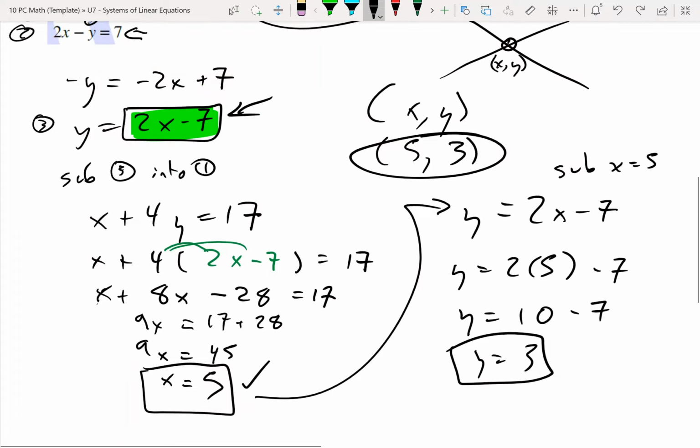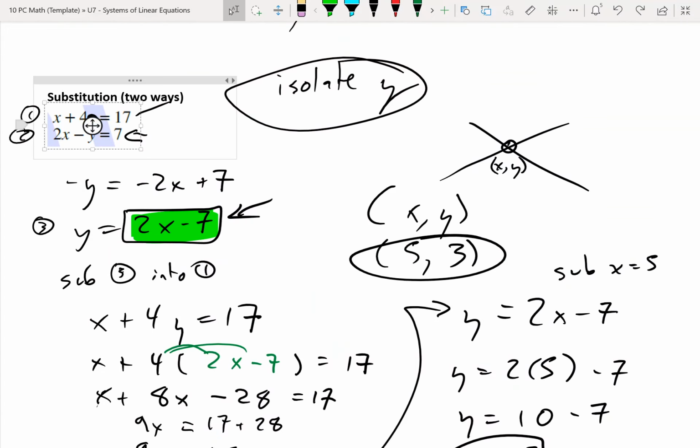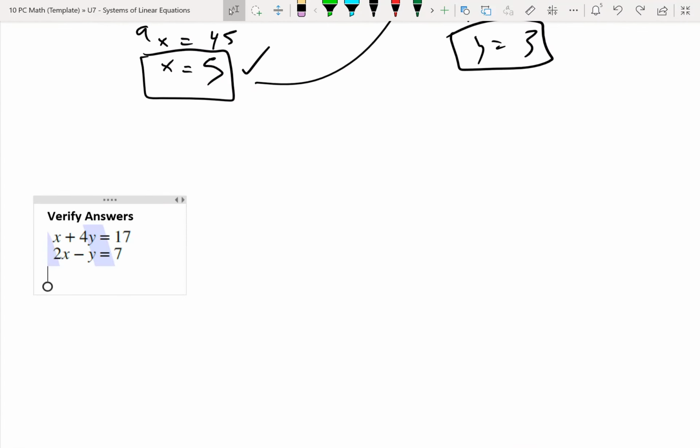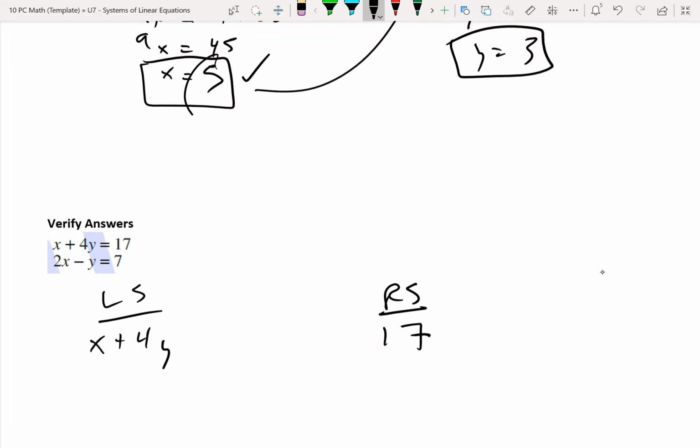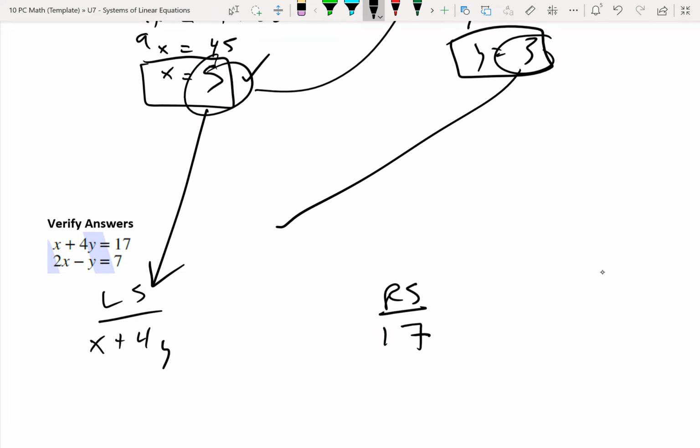So the way verifying is going to work, let me just copy this. Okay, verifying is when you put your answers in to make sure it works. So technically in math, we're supposed to do left side, right side when we do this. I'm going to take that first equation on the left side, so the stuff on the left side of the equals, I'm going to write here x plus 4y, and the right side I'm going to put 17. The reason you don't put an equals in the middle is because you technically don't know if they're equal when you sub in your answers. So I'm going to put these answers in and see what we get.